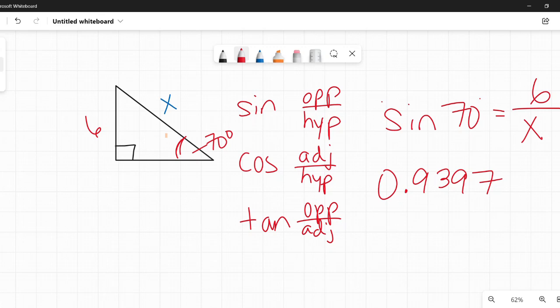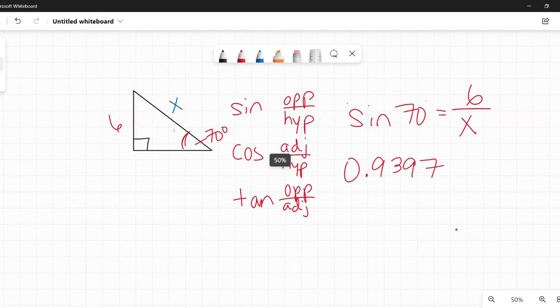I'm going to stop there and round. 0.9397. Now, zoom out a little bit, move it over. Even though that's a lengthy decimal, this is not a very difficult algebra problem. Just use the same method you've already been using in algebra. So in this case, to solve for x, we want to get it out of that denominator.